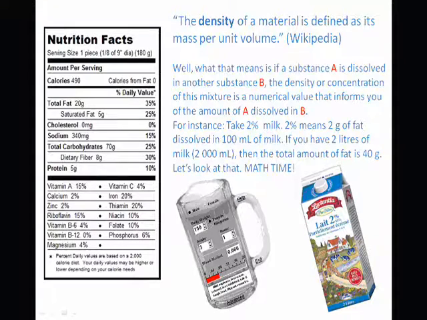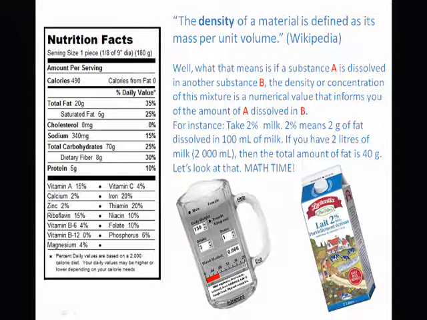According to Wikipedia, the density of a material is defined as its mass per unit volume. Well, what that means is if a substance A is dissolved in another substance B, the density or concentration of this mixture is a numerical value that informs you of the amount of A dissolved in B. For instance, take 2% milk. 2% means 2 grams of fat dissolved in 100 ml of milk. If you have 2 liters of milk, or 2,000 mLs, then the total amount of fat is 40 grams.